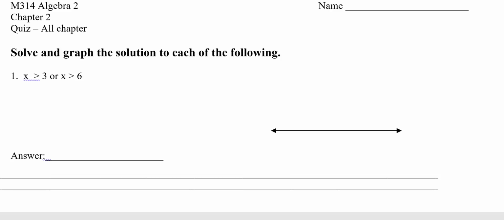Greetings, math fans. All right, so this is the practice quiz here, and I'm just going to do the solution key and it will probably take just a few minutes of your time. All right, here we go. So the first problem, obviously, is to solve and graph the solution to each of the following.